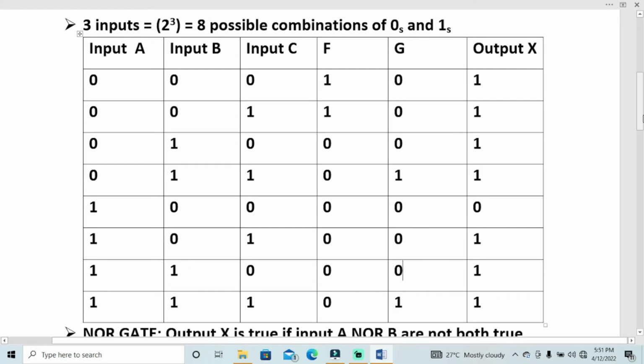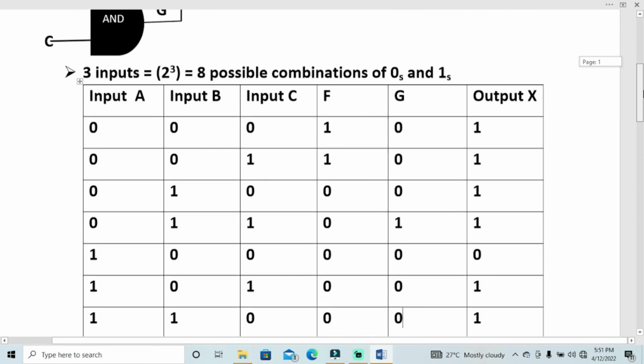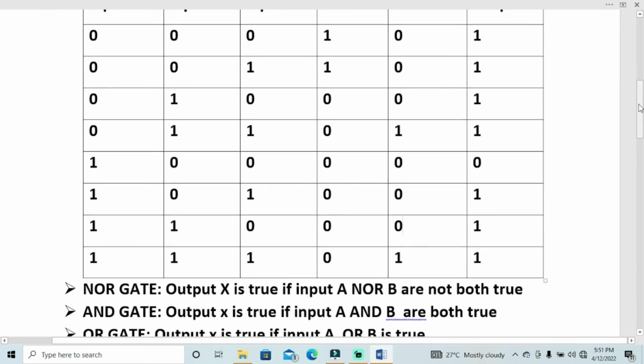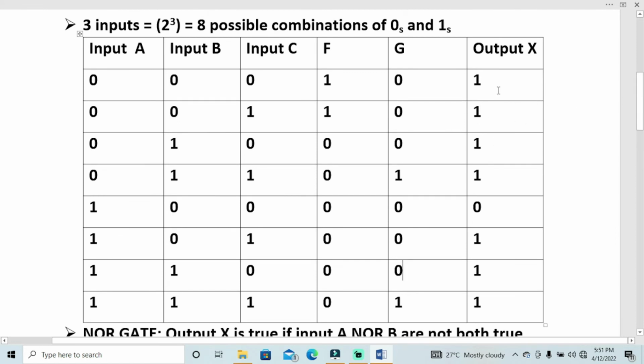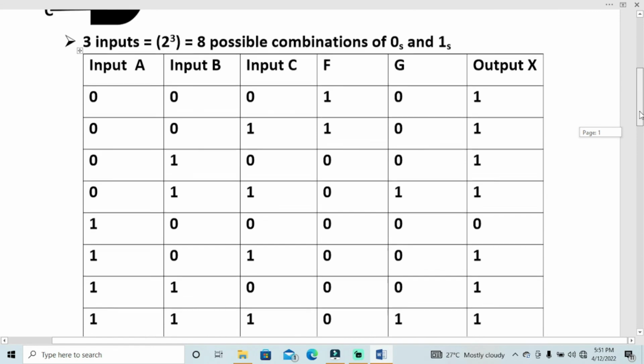So then, in order to acquire the output X, we have to pass F and G through the OR gate. What we basically do is pick these F and G combinations, correcting any mistake that may have resulted from the mistake we made earlier on G. And the OR gate states that output X is true if input A or B is true. So if either one of them is true, then the output becomes true.